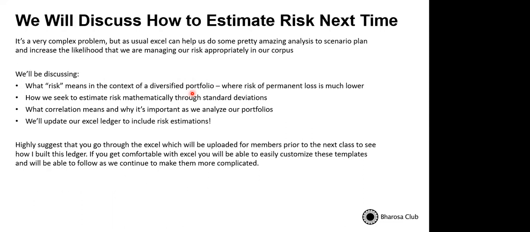It's a complex problem, but there's some pretty amazing analysis you can do to get your arms around it. So we're going to be discussing what risk means, how we seek to estimate risk mathematically through things like standard deviations, what correlation means and why it's important as we analyze our portfolios. And we'll update our Excel ledger that we just built to also include risk estimations. So not only will we be able to say we expect our annual return to be 8% or 9%, we also see a standard deviation and think that our portfolio could move plus or minus X%. How do we answer all those questions and how do we get smart about it? We're going to discuss that all next time.